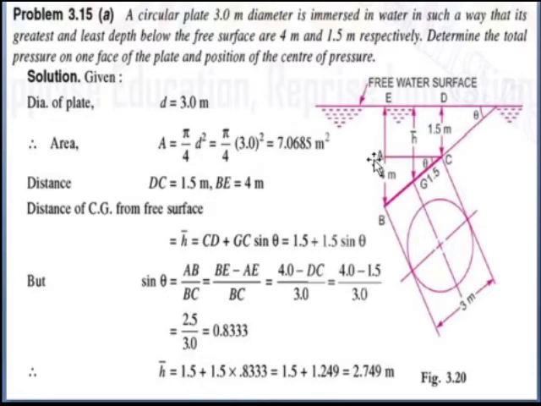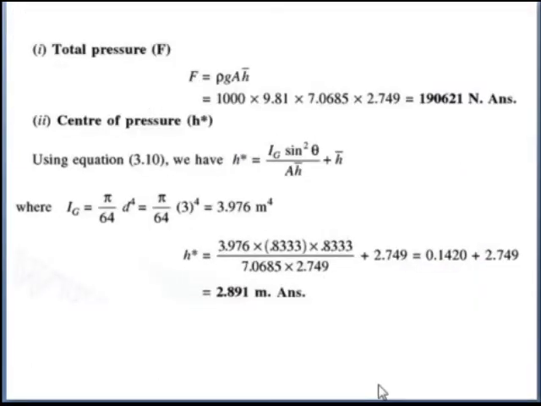Okay, and upon what, here BC. So 4 minus DC upon 3 is equal to 4 minus 1.5 upon 3. So we get the final value of sin theta as 0.833. Putting this value into the value of h bar, we get the total final value of h bar as 2.749 meter. After that we have to calculate the total pressure.